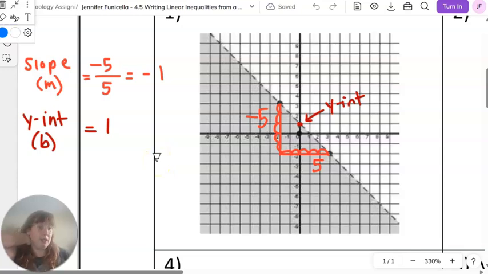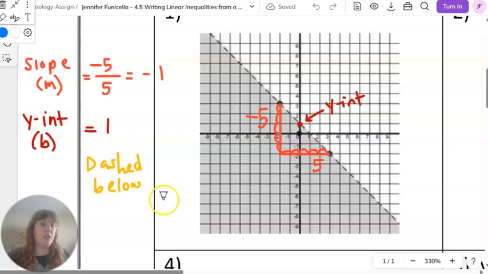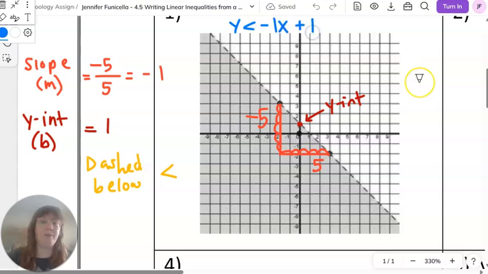So now the next thing we want to do is figure out what type of symbol we're using. So looking at this graph, we see that it's dashed, and we also see that it's shaded below. So below means it's definitely going to be a less than symbol. And if it's dashed, it's just going to stay less than, not less than or equal to. So putting it all together, we have y is less than -1x plus 1. And there's our first graph that has a slope of -1, a y-intercept of 1, and it's a dashed line shaded below.